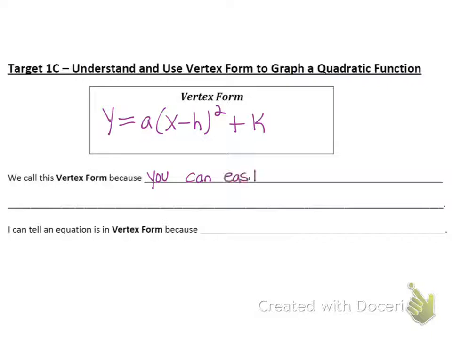We call this vertex form because you can easily find the vertex from this form. Much easier than you can find the vertex from general form, which we learned about in our last video. I can tell an equation is in vertex form because it has parentheses. Parentheses are those distinguishing marks that distinguish vertex form and general form from each other. So keep that in mind once we start to mix up the problems later on.